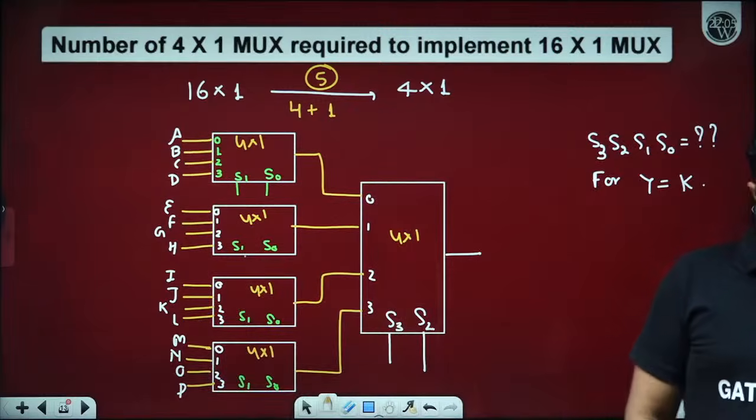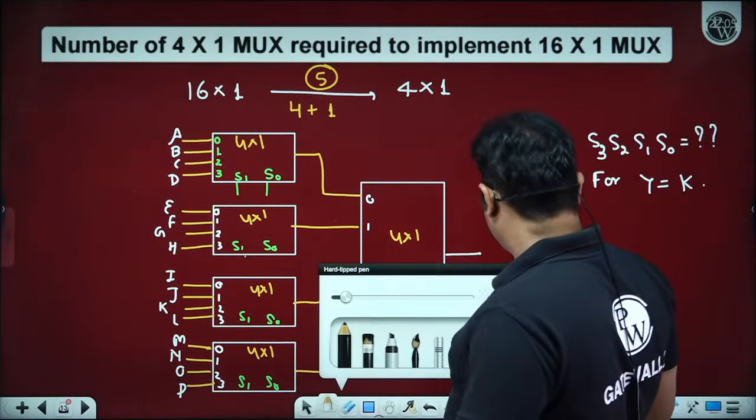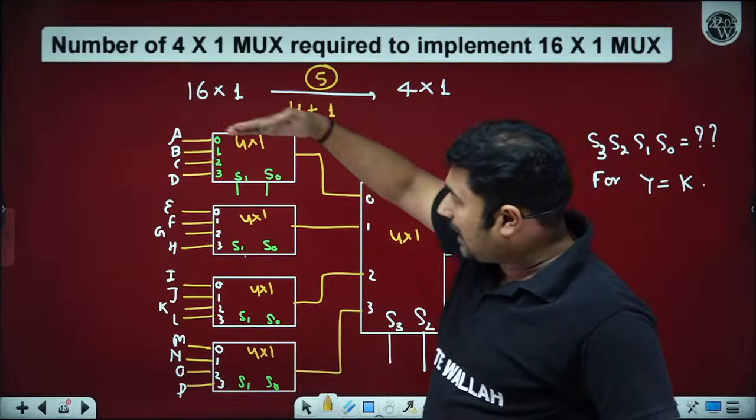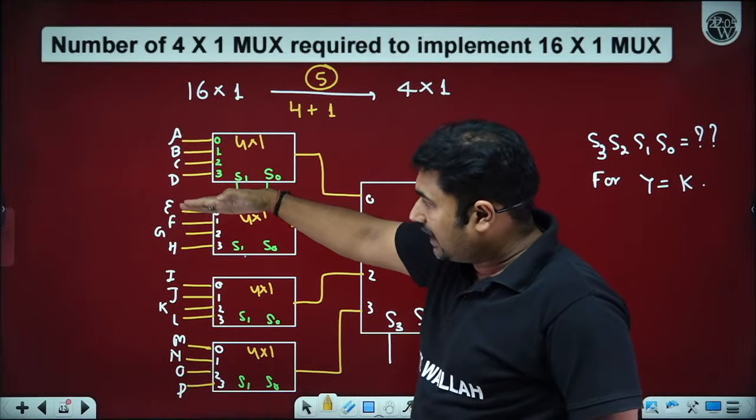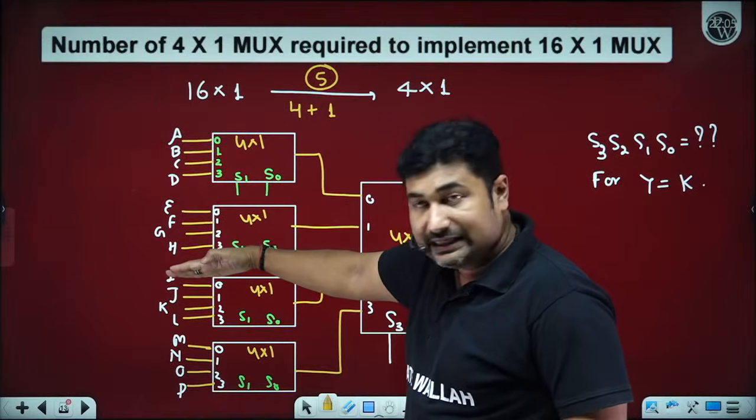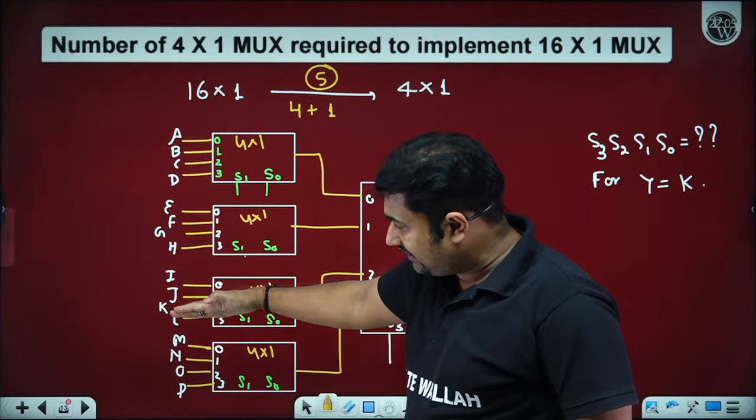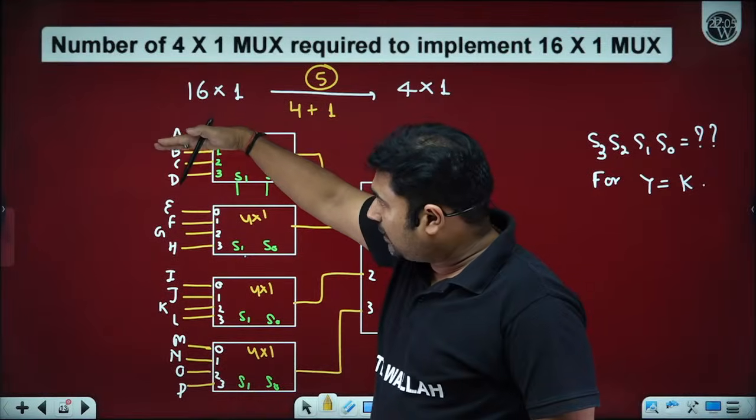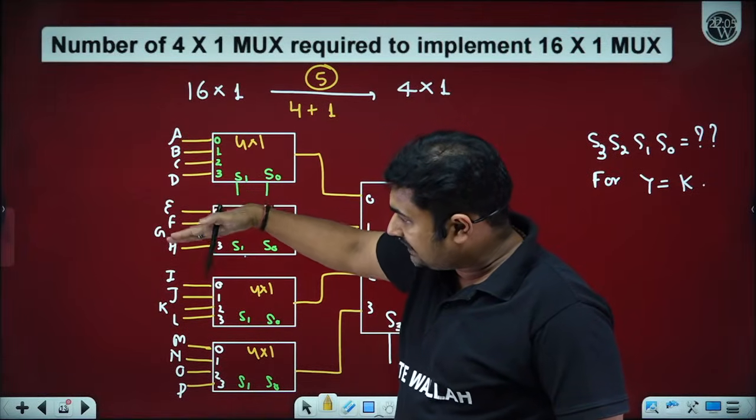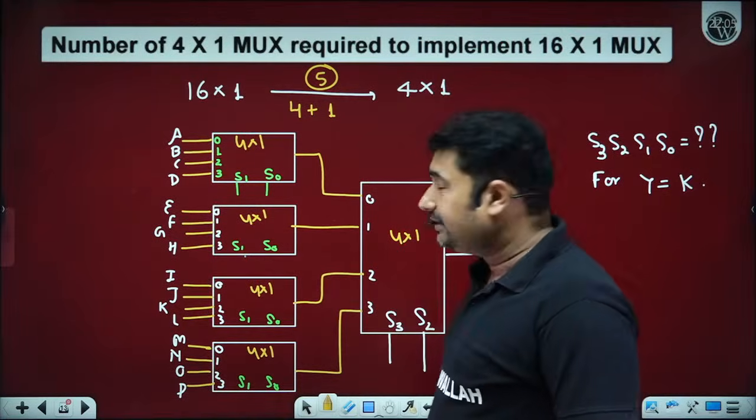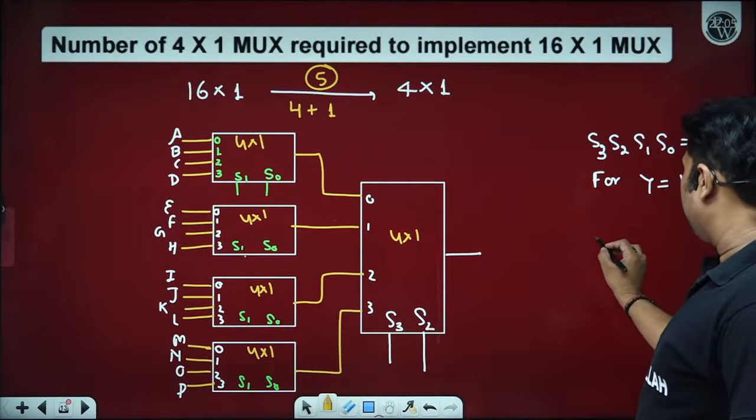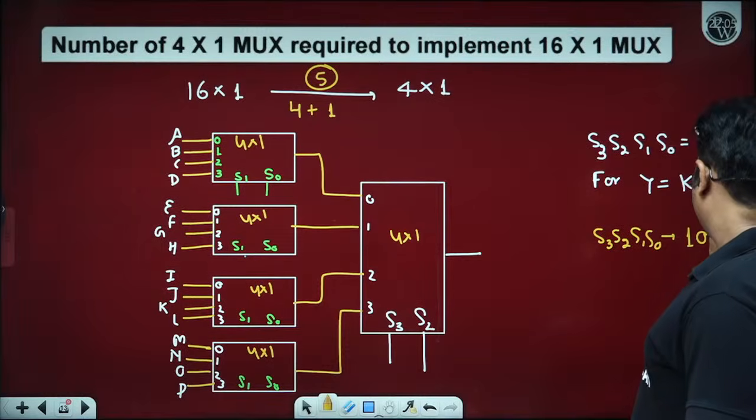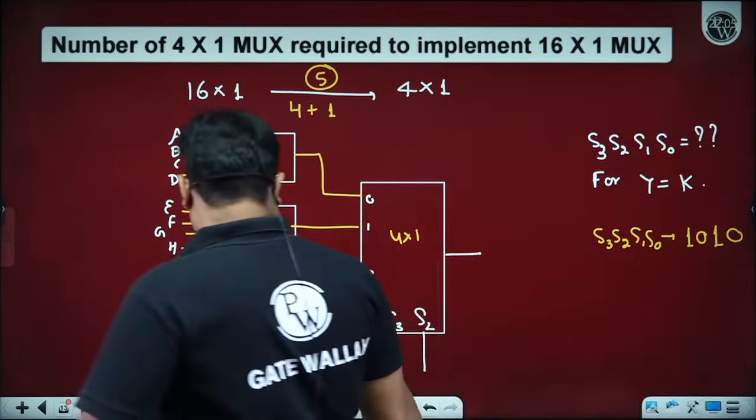Is it okay? So, sir, it will start from top to bottom. It's the conventional representation, top to bottom. So I0, I1, I2, I3, up to I15. So what do you want? K. K is I10. So S3, S2, S1, S0 must be equal to 1 0 1 0. How many of you able to understand?